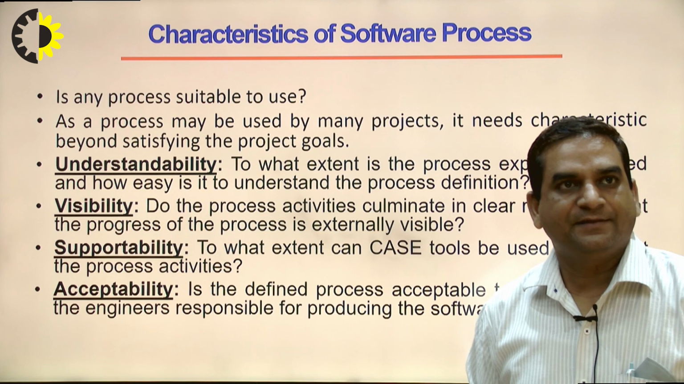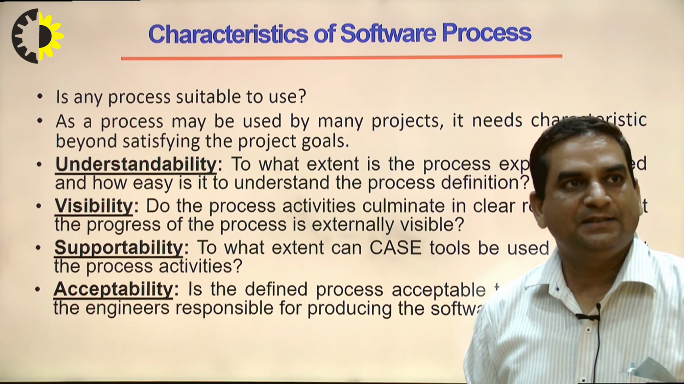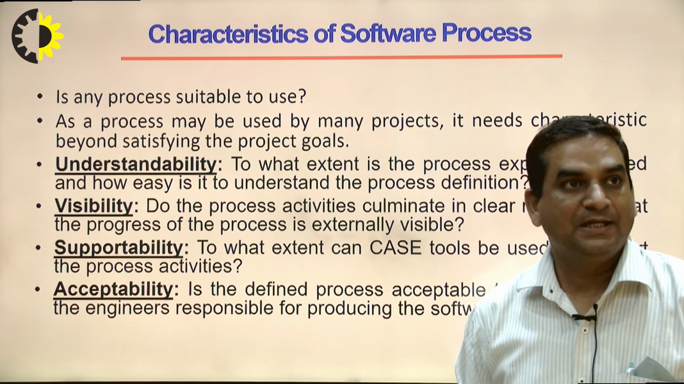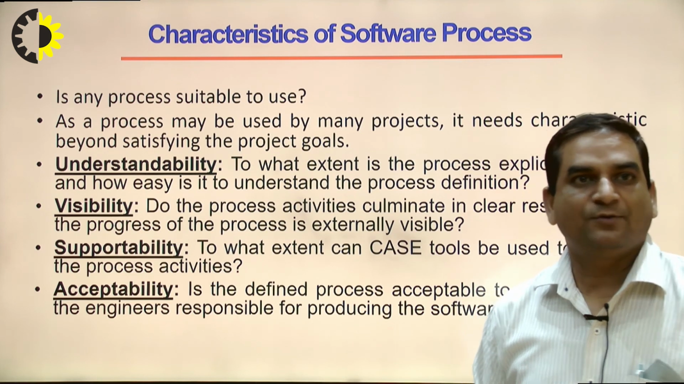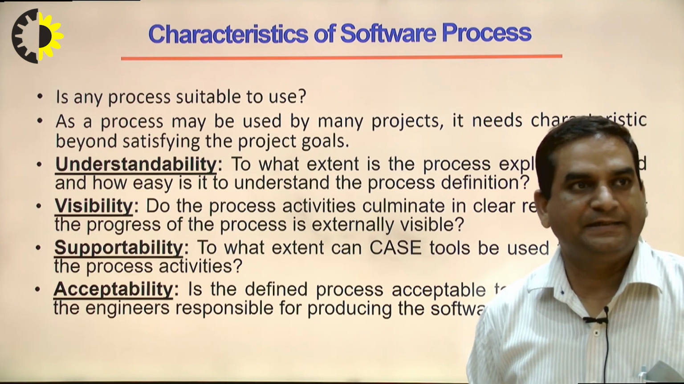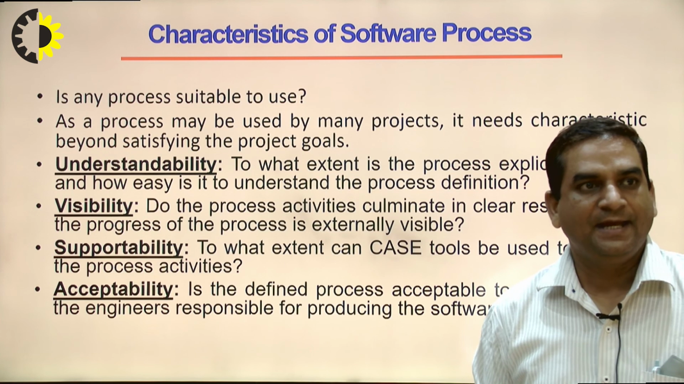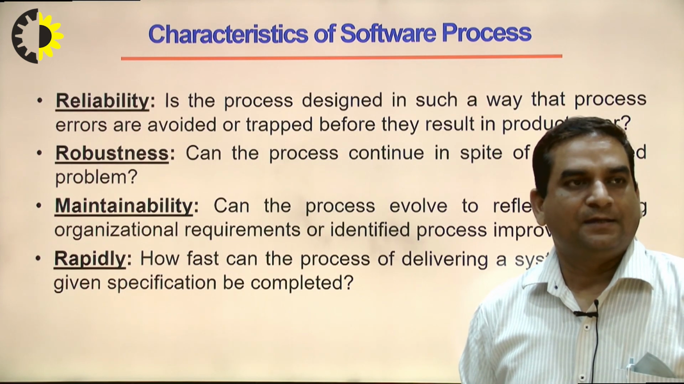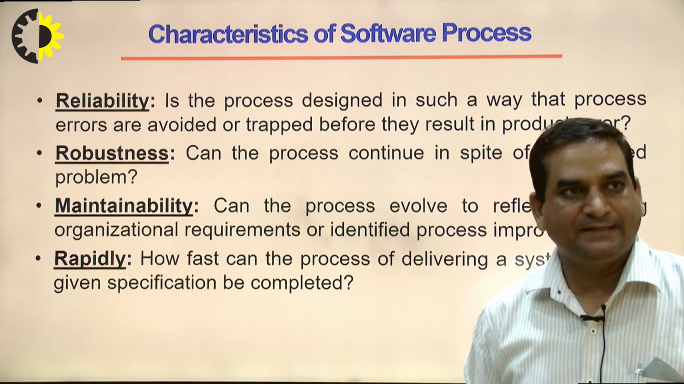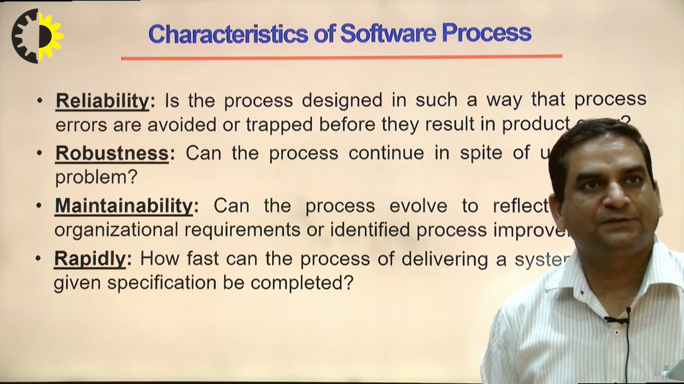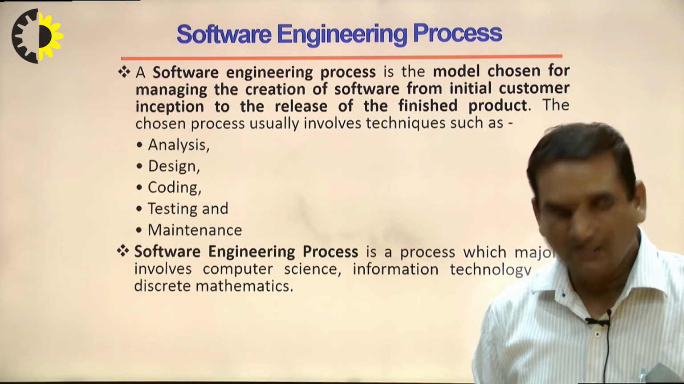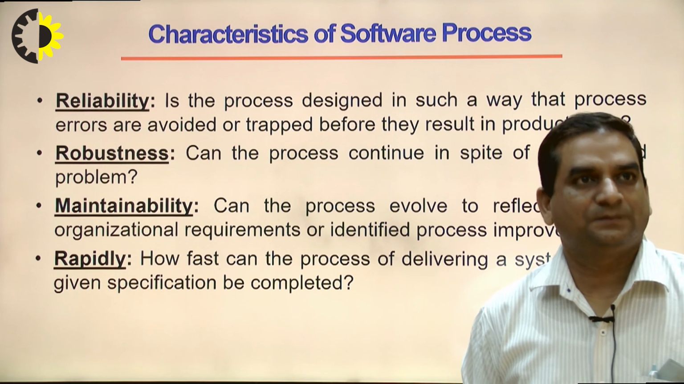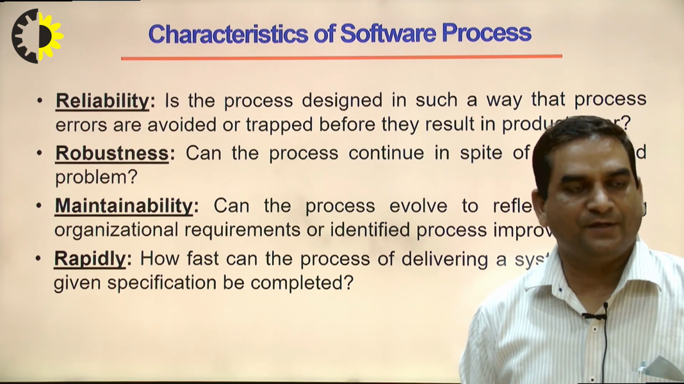These are some characteristics of a software process: it may be used by many projects, understandability, visibility, supportability, acceptability, reliability, robustness, maintainability, rapidity. So these are some characteristics of the software process.